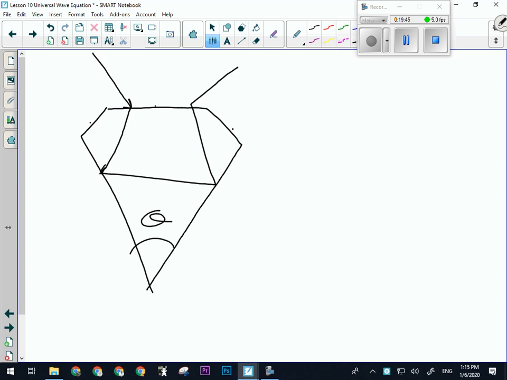Is the initial angle it hits the same angle as it comes out by? Up here at the top, you mean? Yeah. Most likely, yes.